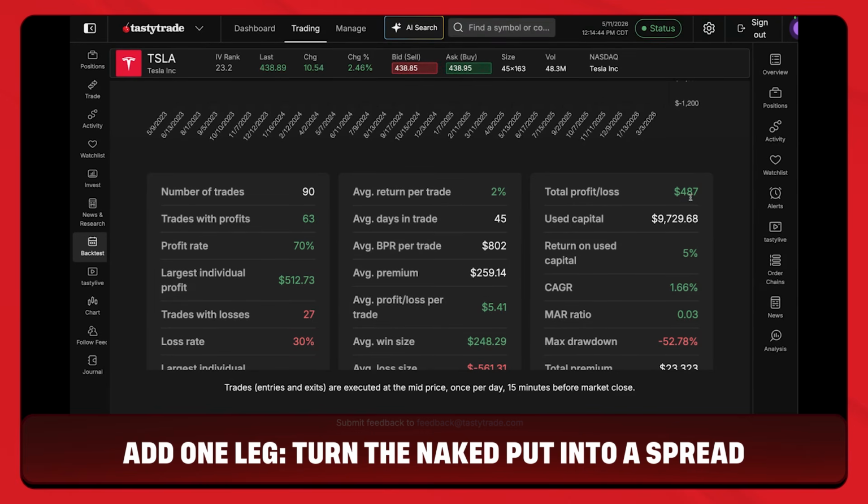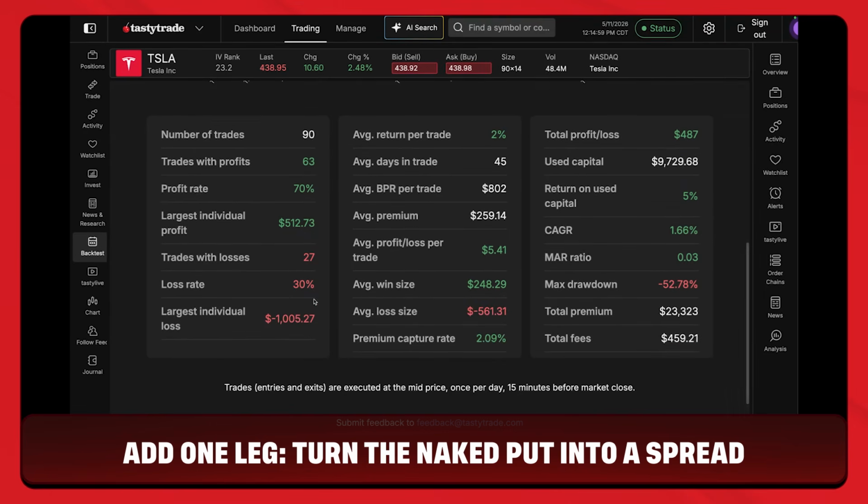But the profit rate is about the same, 70% versus I think the other one was 74%. Statistically, that's basically the same sort of thing. The loss rate, again, the same, but the largest individual loss was $1,000. That's 1/10 of what the naked put was.